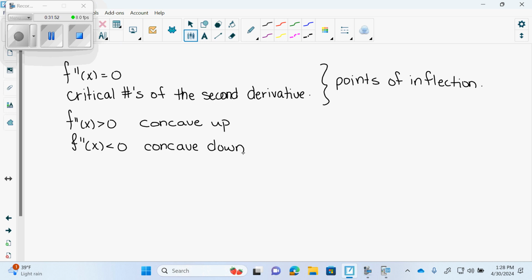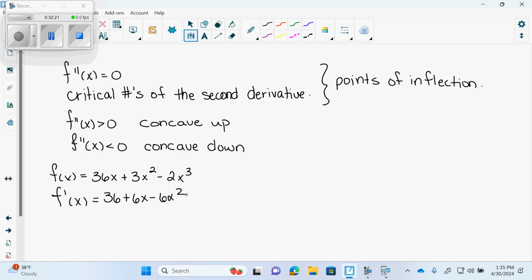All right, I'm going to give you an example. f of x equals 36x plus 3x squared minus 2x cubed. I want the points of inflection and the intervals of concavity. Go. All right, so f prime of x is 36 plus 6x minus 6x squared.